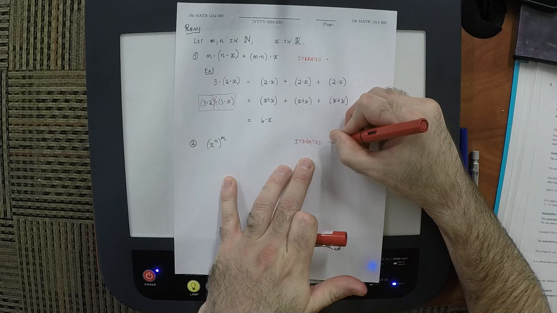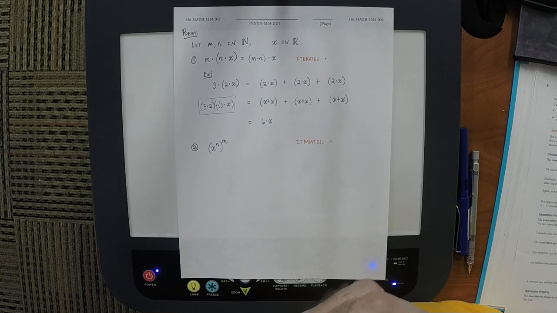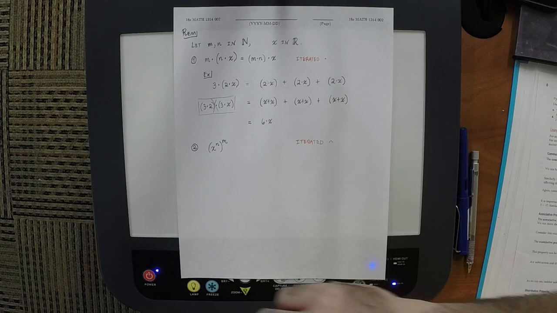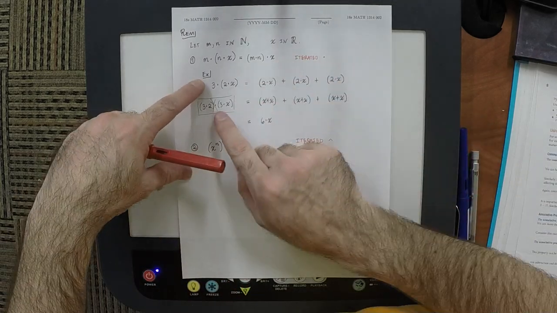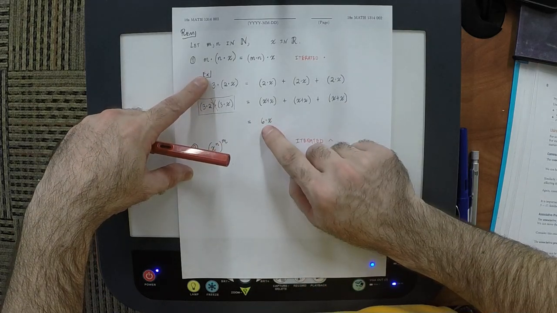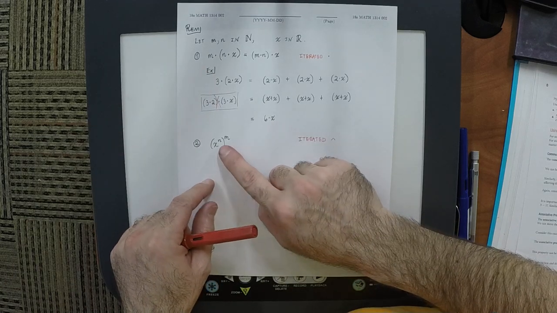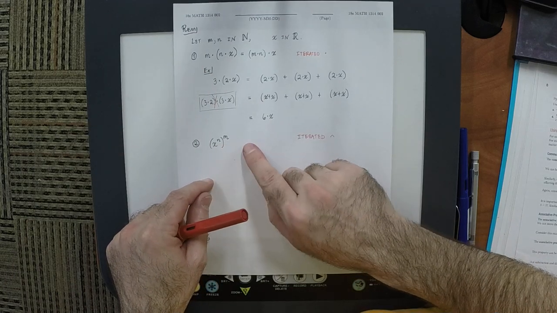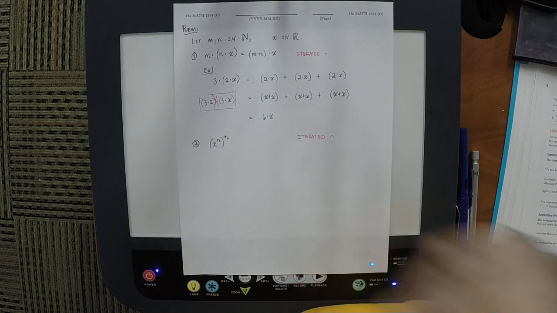Iterated caret. And the question is, well, how can we simplify this? Just like doing this for this one, we could write that as a single thing times x. We could say, how many x's are there? Well, there's 6. My claim is that we can write this as x to some exponent. And the question is, what exponent?